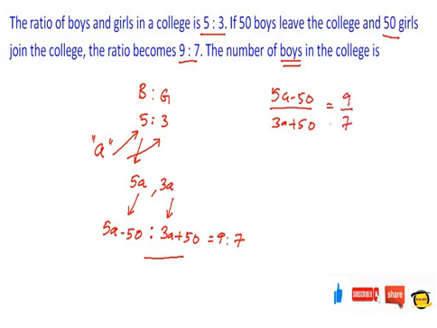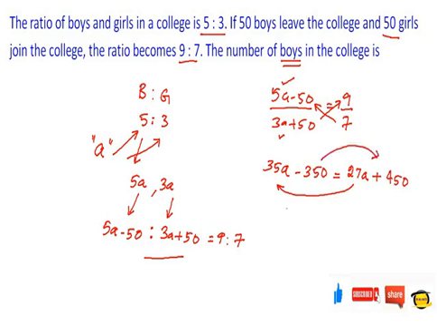right? Now let's find out the value of a by cross multiplication. So if we cross multiply, 5a times 7 is going to give us 35a, and 7 times 50 is going to give us minus 350, and that is equivalent to 3a times 9, that's going to give us 27a, and 50 times 9, that's going to give us plus 450. Now let's try shifting these to the opposite side. So 8a is equivalent to 800.